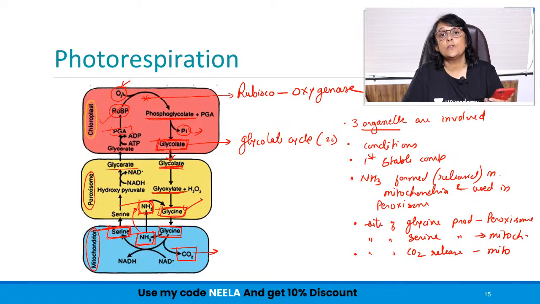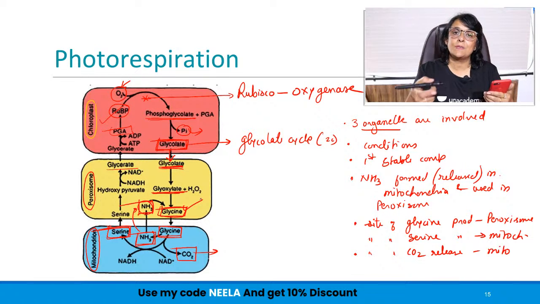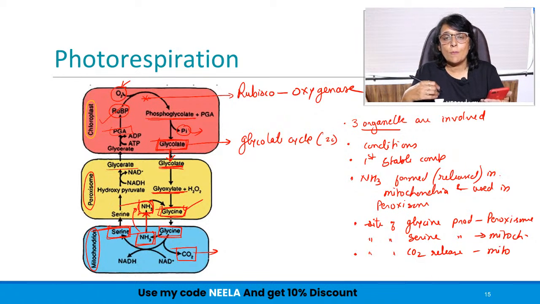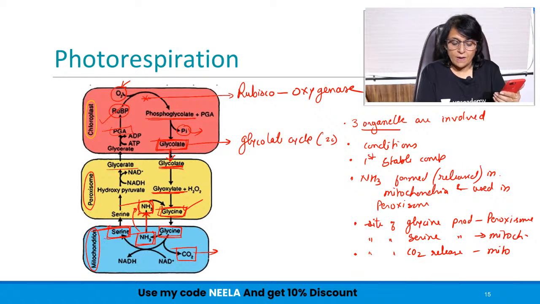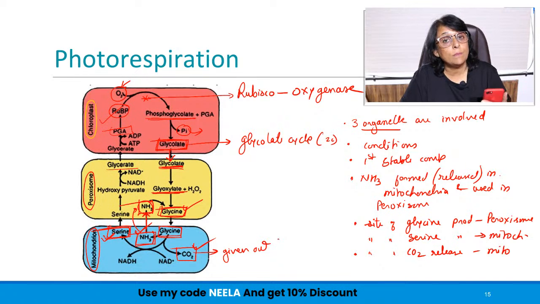If it has to change into an amino acid, we need an amino group, and that comes from ammonia. Now where is this ammonia coming from? It is produced in mitochondria and it comes back into peroxisome. When is this ammonia produced? When this glycine diffuses into mitochondria and dissociates. It is dissociating into one amino acid, that is serine, the ammonia and carbon dioxide. And this carbon dioxide is given out as byproduct.